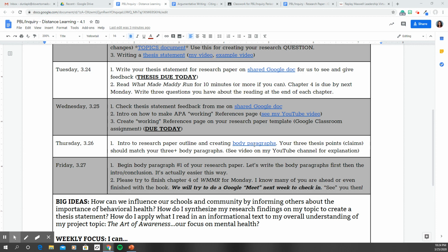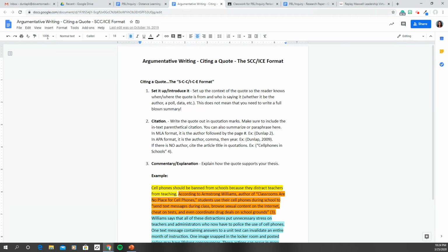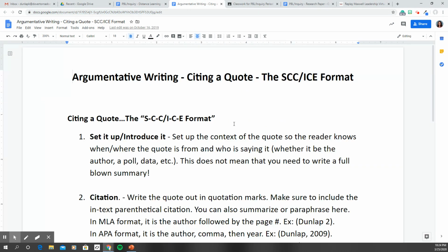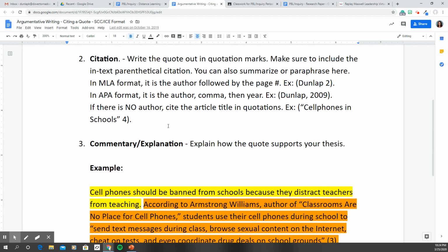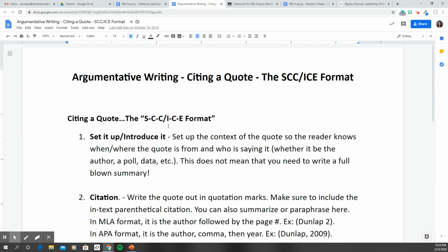So you'll notice in the Google Doc, I put a new link in for body paragraphs, and it's going to take you to this handout here. Now, I know it says argumentative writing, but it's still the SCC method when creating a body paragraph, and that's what I want you to focus on. Your paper is a little bit argumentative. It's definitely more informational and informative, but there's a sense of argumentation to it as well.